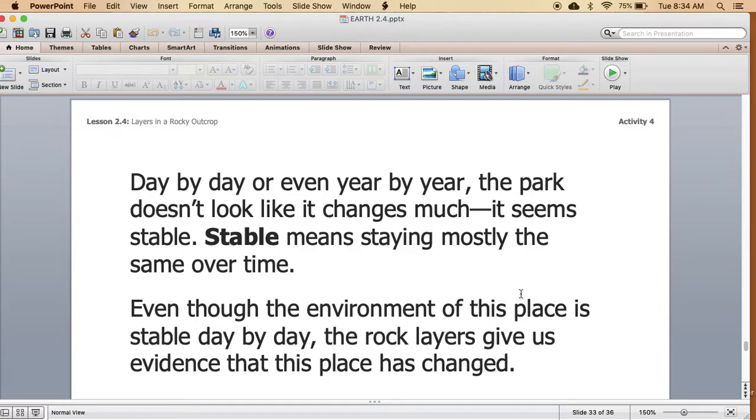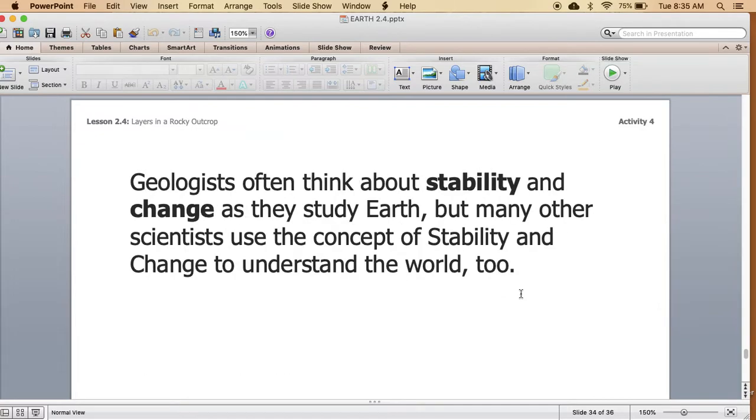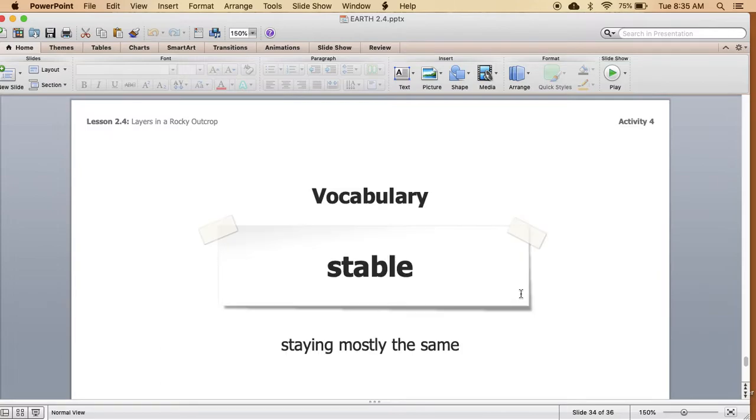Even though the environment of this place is stable day by day, the rock layers give us evidence that this place has changed. Geologists often think about stability and change as they study Earth, but many other scientists use the concept of stability and change to understand the world too. Our new vocabulary word is stable, staying mostly the same.